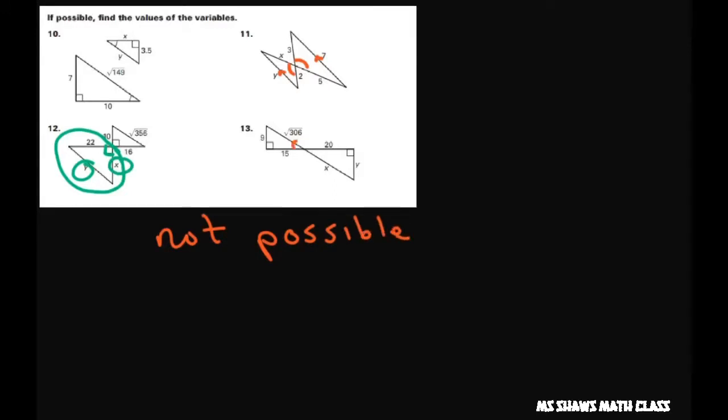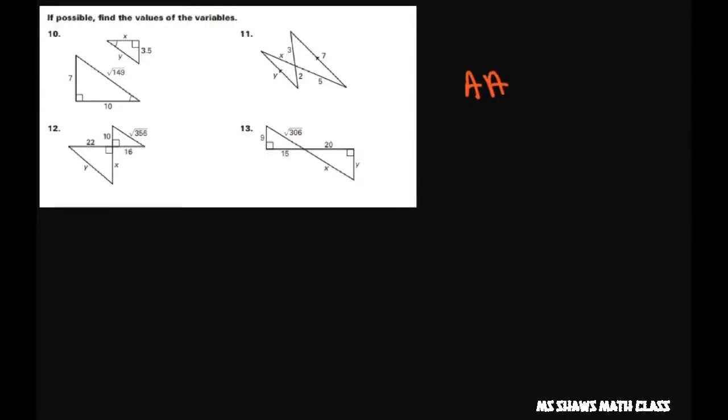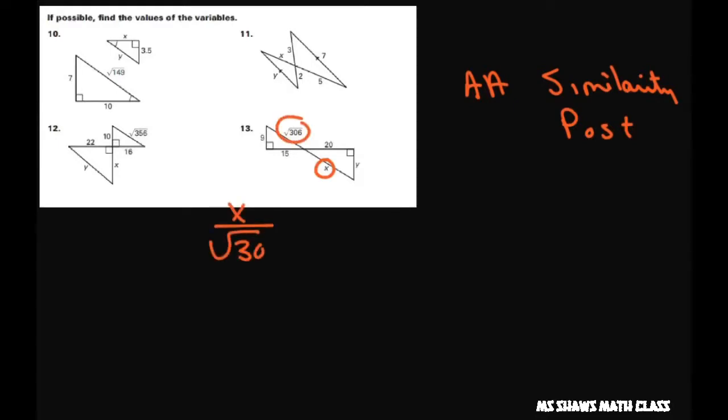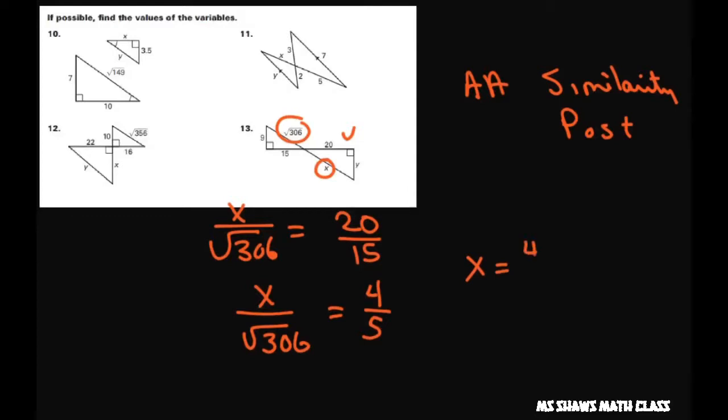This 13 is going to be possible because we have 2 angles. So by the angle-angle similarity postulate, we know that the two triangles are similar, so we can set up our proportion. And to solve for x, I'm just going to go x is to the square root of 306 as, now go back to your first triangle, 20 is to 15. And if you want, you could reduce that before we cross multiply, and this is going to be 4/5. So when you cross up, you get x equals 4 square root of 306 divided by 5.